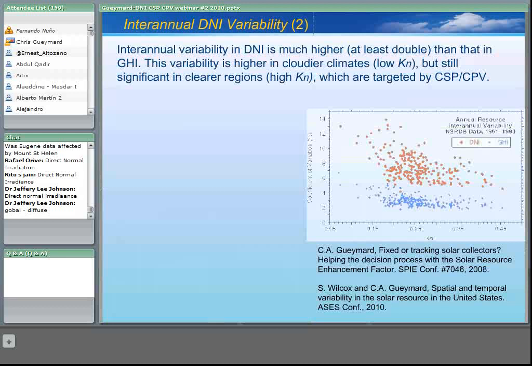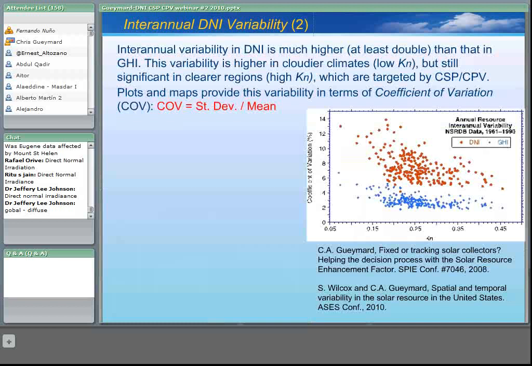So the interannual variability in DNI is much higher, and I would say at least double, than that in global irradiance, GHI. This variability is of course higher in cloudier climates, and those cloudy climates result in low Kn, which is the DNI divided by the extraterrestrial normal irradiance. But they are still significant in clearer regions with high Kn ratio.